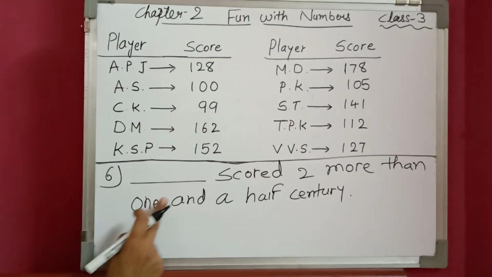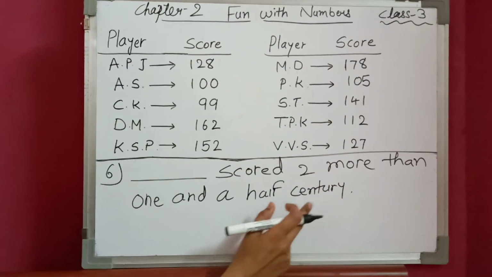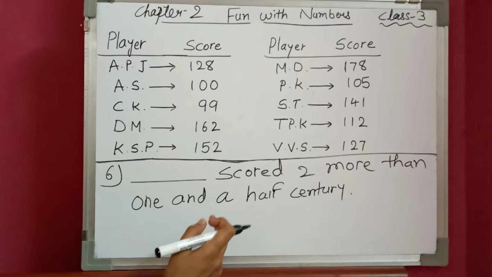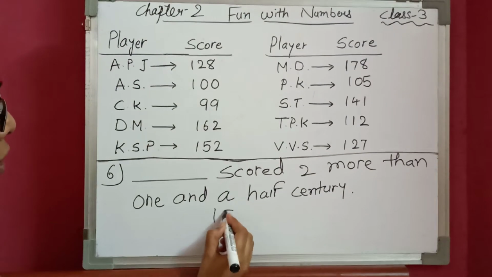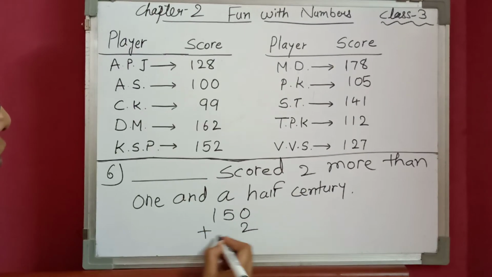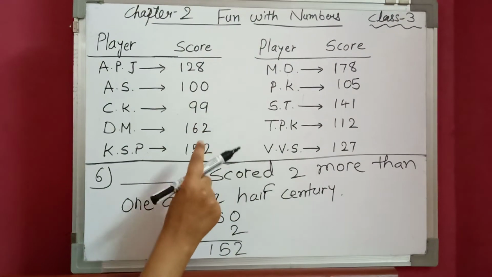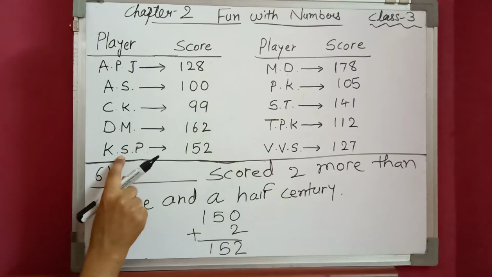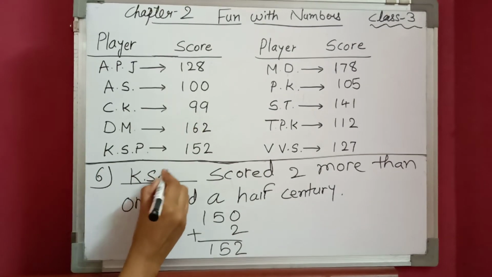Now the sixth question is dash scored 2 more than 1.5 century. So which player scored 2 more than 1.5 century? 1.5 century means 150 runs. 2 more than, so we have to add 2. So the number is 152. Look at the table, 152 scored by KSP. The name of the player is KSP.